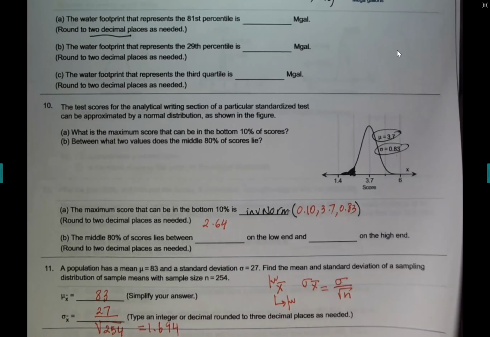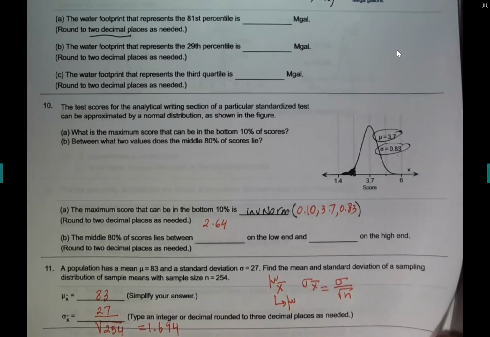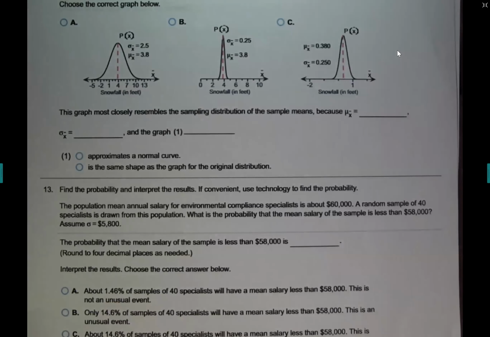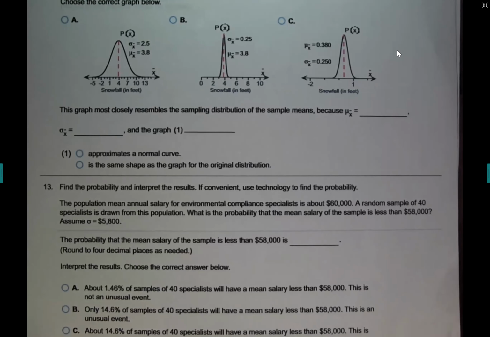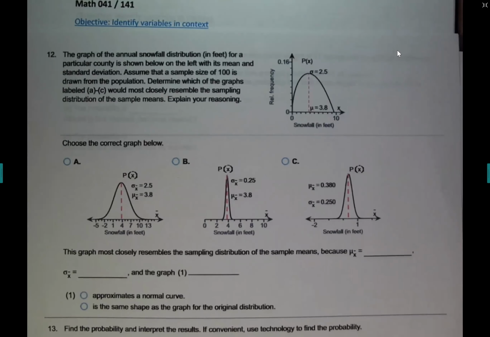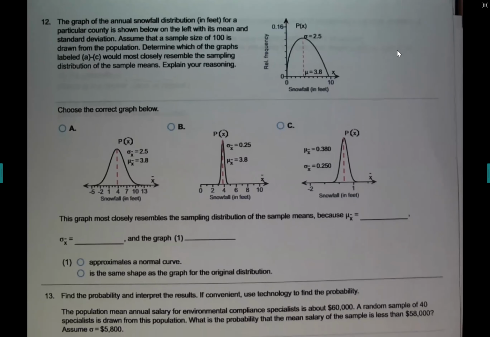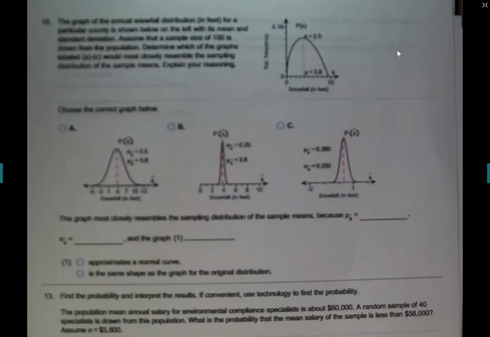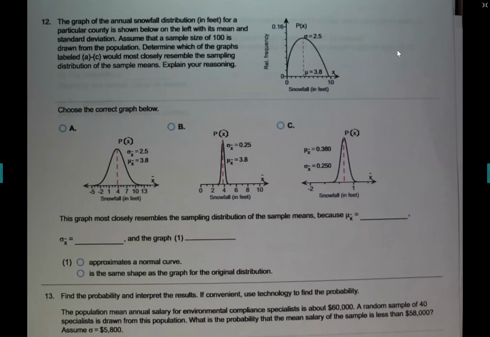All right. Next question. We're toward the end. This is section 5.4 now. Number 12. The graph of the annual snowfall distribution in feet for a particular county is shown below on the left with its mean and standard deviation. Assume the sample size of 100 is drawn. So n is 100.